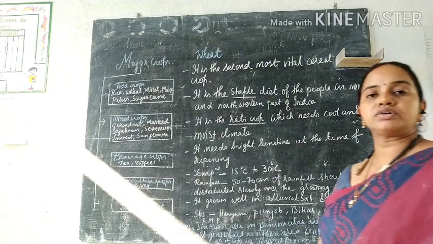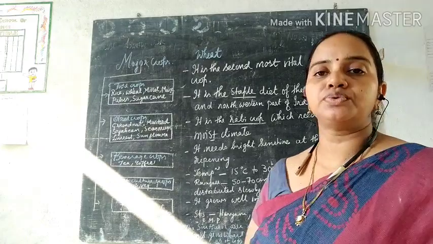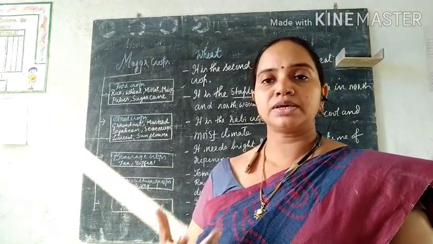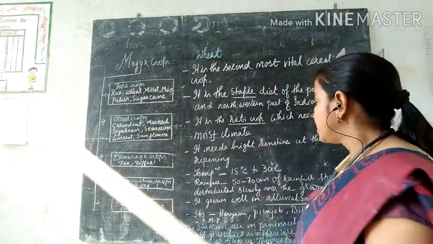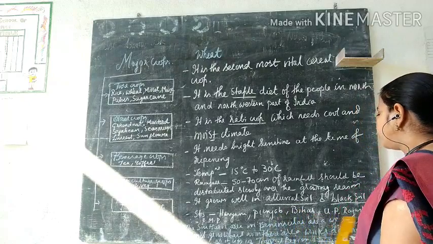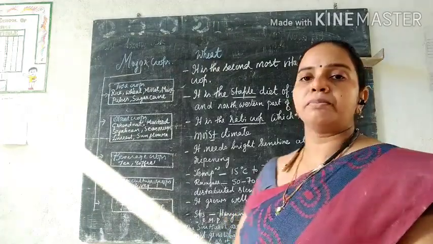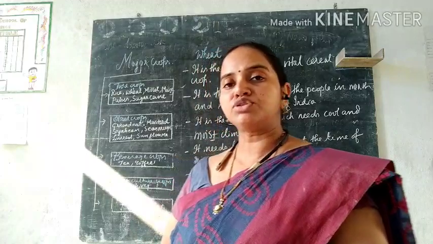And which are the important major states where wheat is produced? So we can say Punjab and Haryana are the first ones, and then come Bihar, UP, Rajasthan, and Madhya Pradesh. Time to note down.